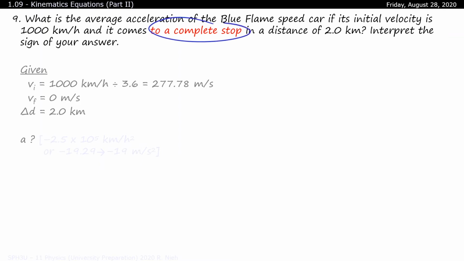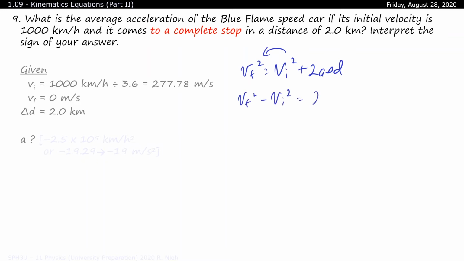So first, this tells you that VF goes to 0 at a complete stop, and just to keep the units consistent, how about we convert the kilometers per hour into meters per second by first dividing by 3.6. Next, we pull out the kinematic equation. VF squared is equal to VI squared plus 2a delta d, and isolate for our a. We first bring over the VI squared, so we have VF squared minus VI squared is equal to 2a delta d, and to isolate for a, we divide both sides by delta d.